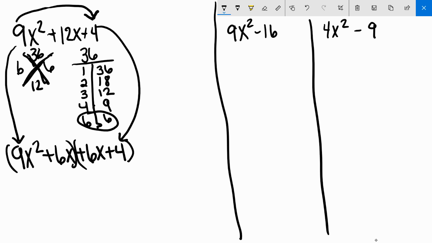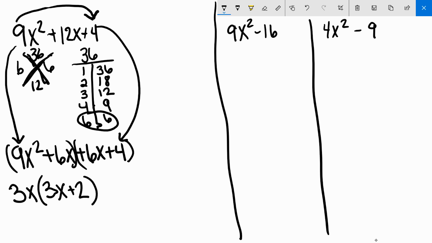9 and 6 have a common factor of 3. They can both be divided by 3, right? And they both have an x squared and an x, so x needs to be part of that GCF. And then we're going to divide each term. 9 divided by 3 is 3. X squared divided by x, I'll leave an x. And then 6 divided by 3 is 2. X's will cancel.